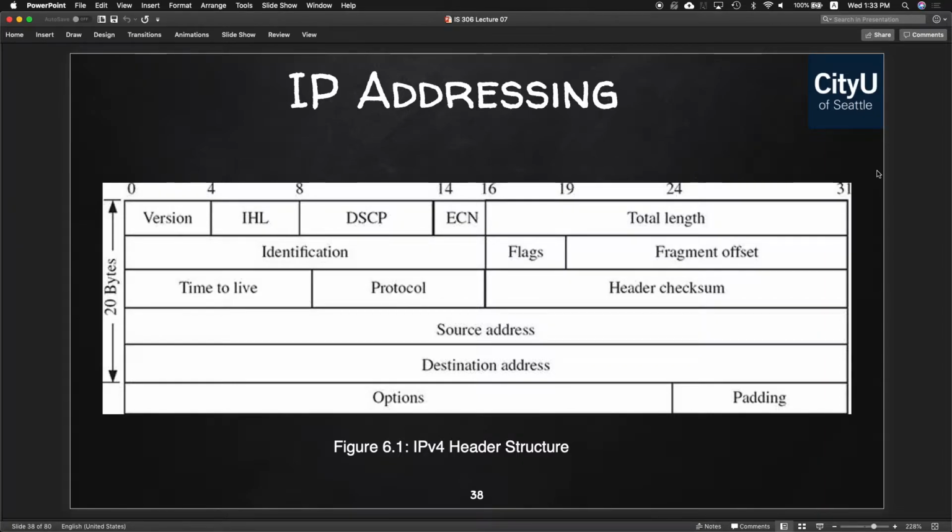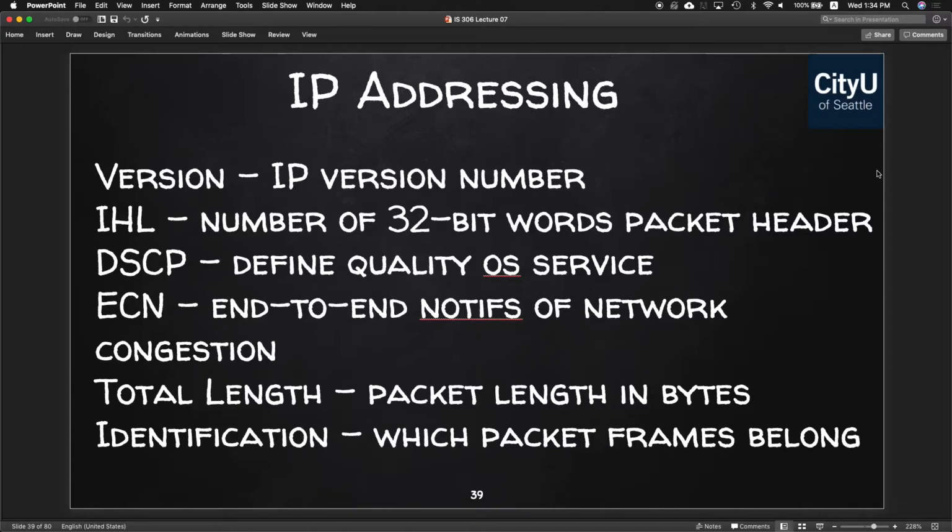Okay, so we move on to IP addressing. It's quite a lot, but we'll just enumerate them. As you can see now, we have version, IHL, DSCP, ECN, total length, flags, protocol, time to live, header checksum, source address, destination address, options, padding. We'll quickly enumerate them and simply define. So again, version basically stores your IP version number. Could be IPv4, could be IPv6. A quick difference between IPv4 and IPv6: IPv6 has more IP addresses that you can assign.